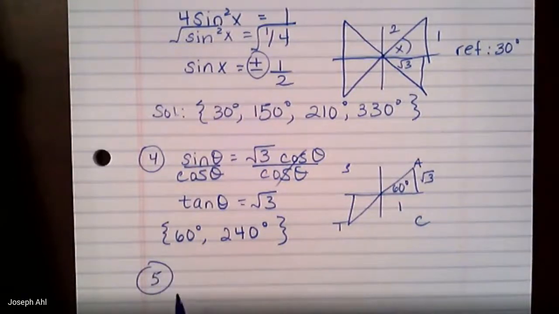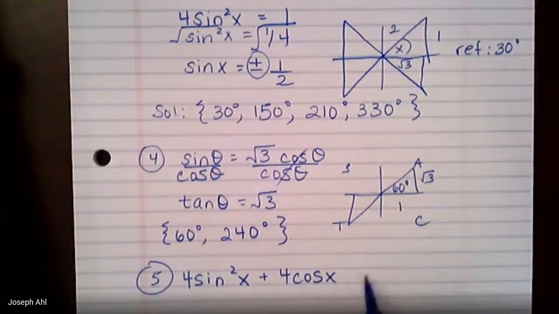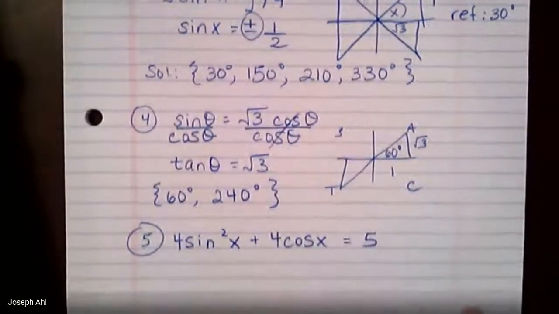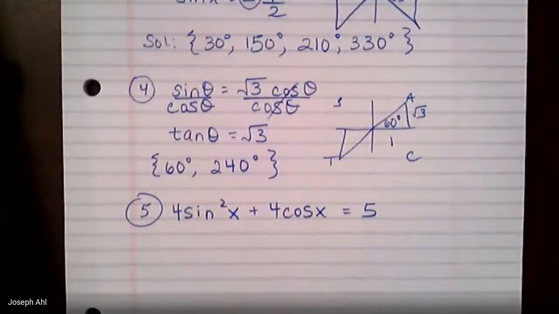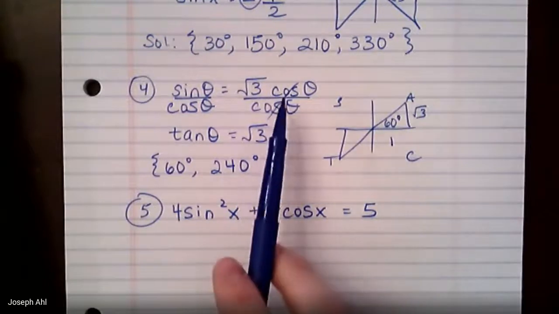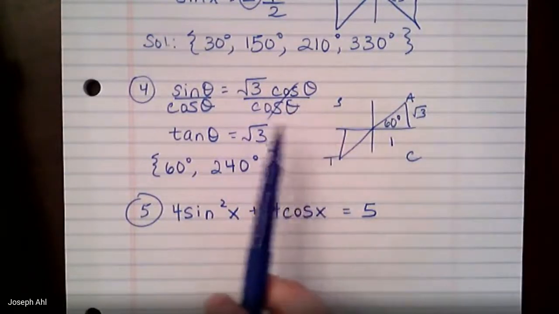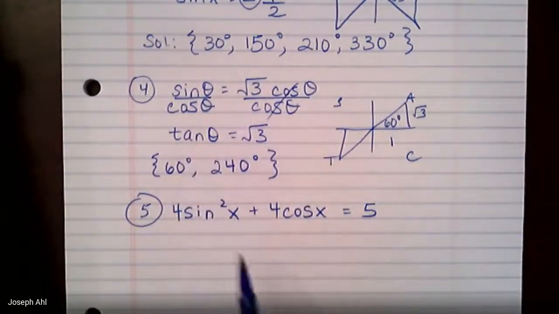Here's one that will also have sine and cos in it, but it's going to have a pretty different feel. 4 sine squared plus 4 cos is equal to 5. Okay. So if you have two different trig functions, there might be a few different strategies. In this case, I was able to divide out one to make a new trig function, tan. I'm hoping you see that probably wouldn't be applicable in this specific example.